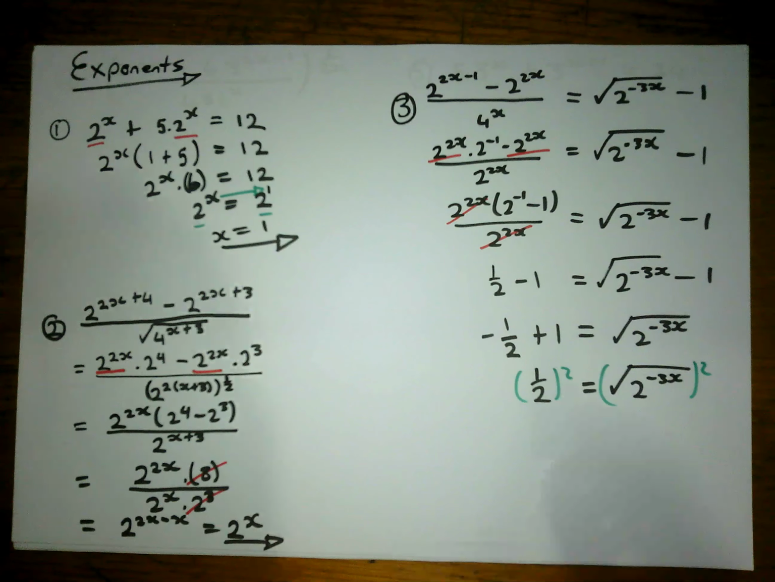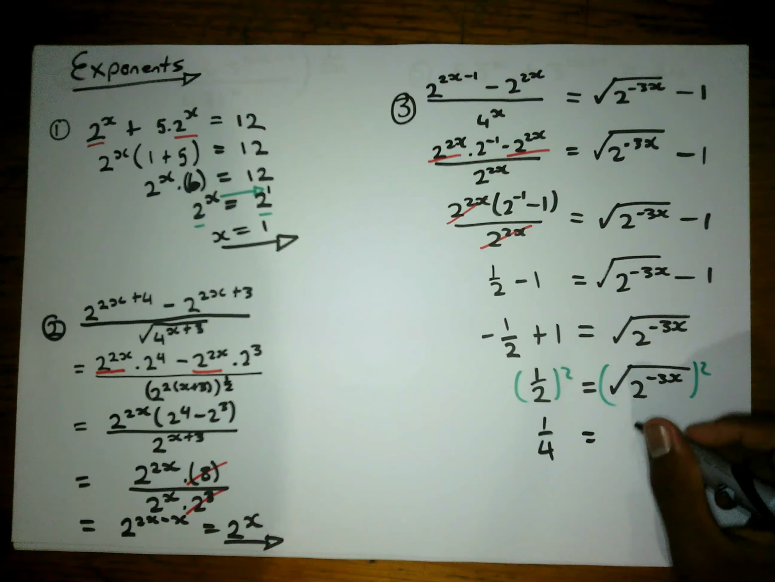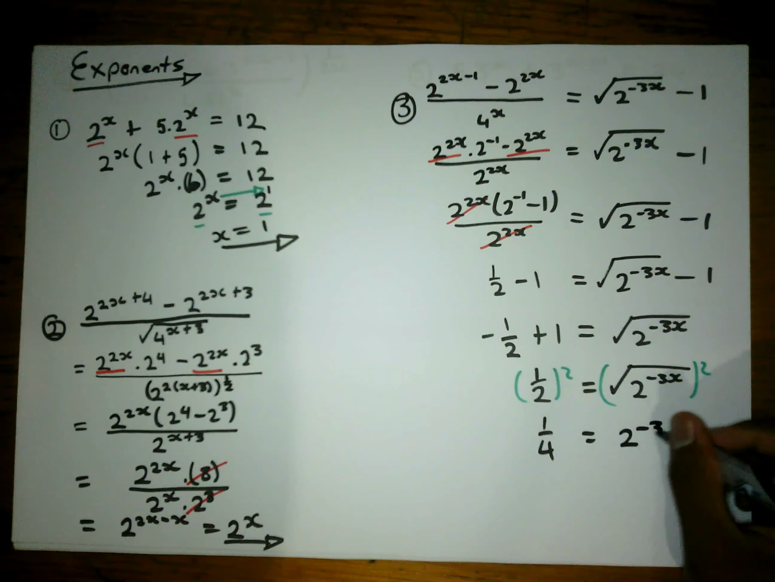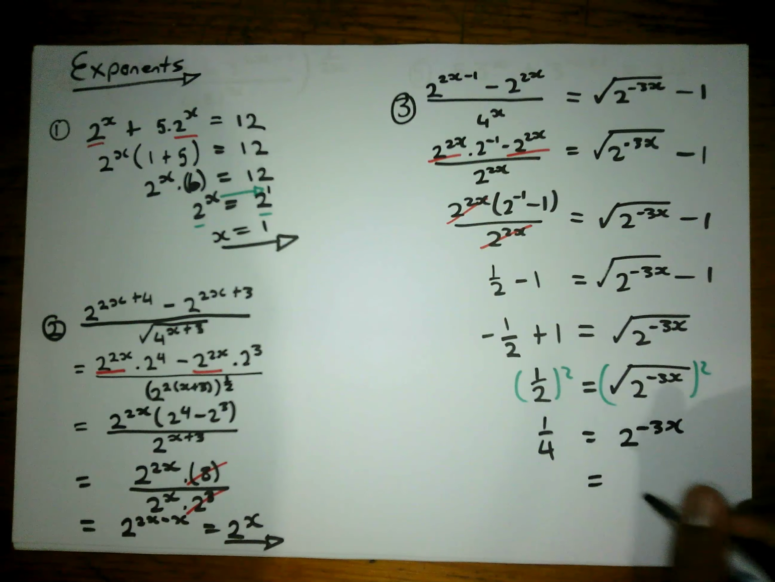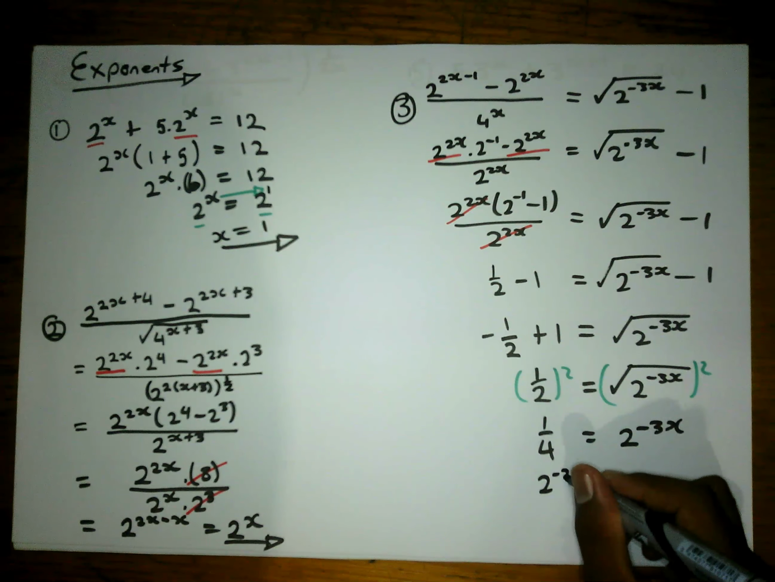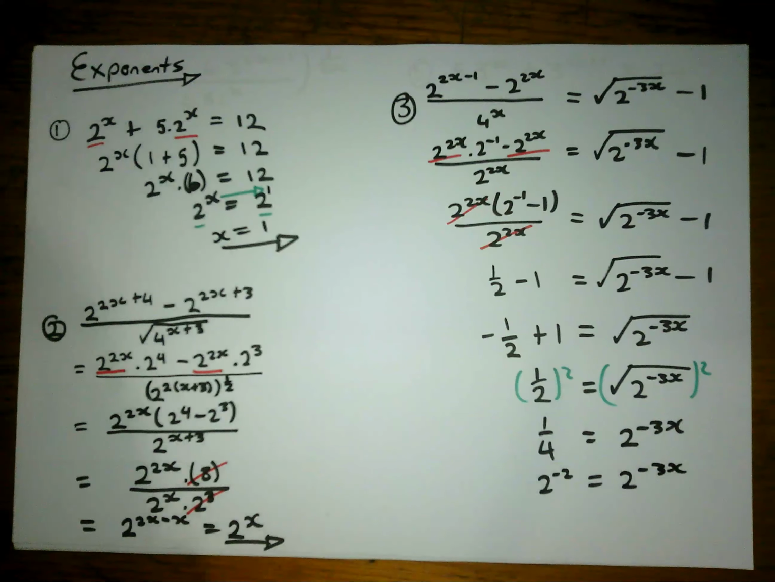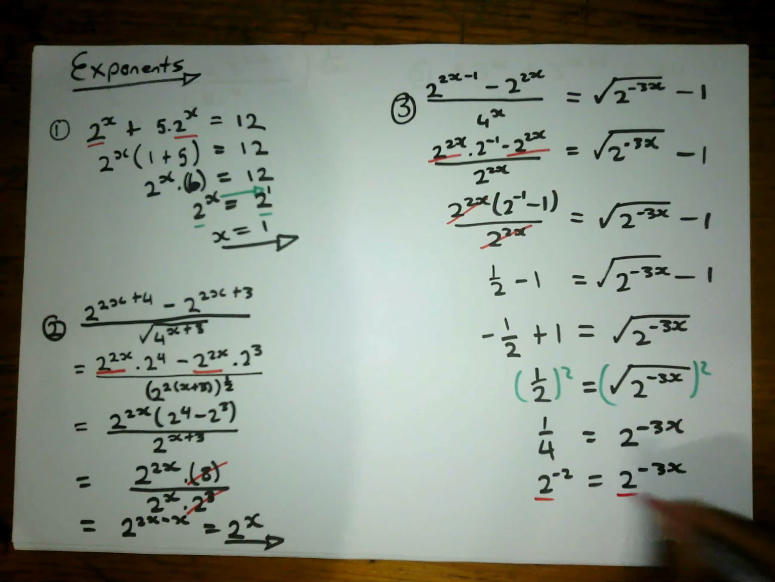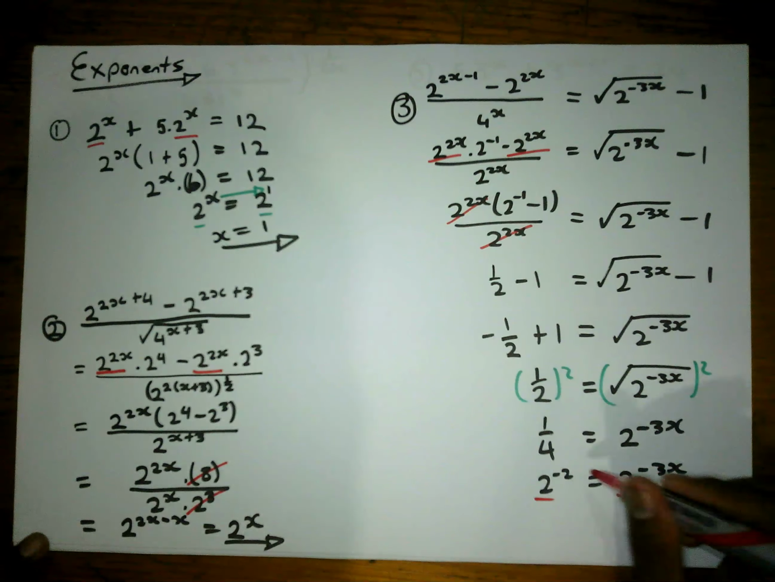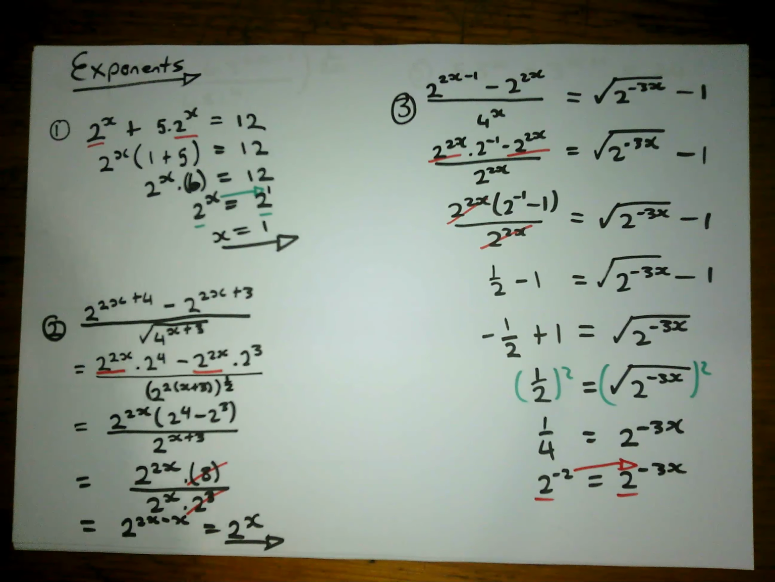And then we're going to get 1 over 4 equals 2 minus 3x. So we can write this 1 over 4 as 2 to the power negative 2, equals 2 to the power minus 3x. And what do we see now? We see that the bases are equal. Therefore, we can set the exponents equal to each other. This is the law we all know by now.